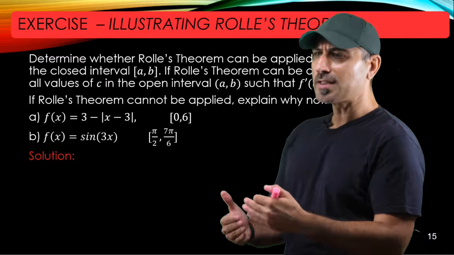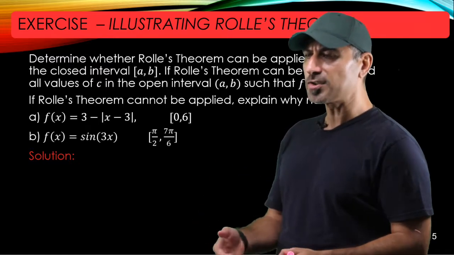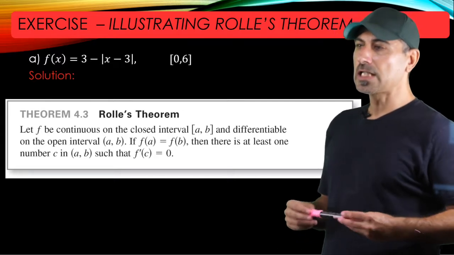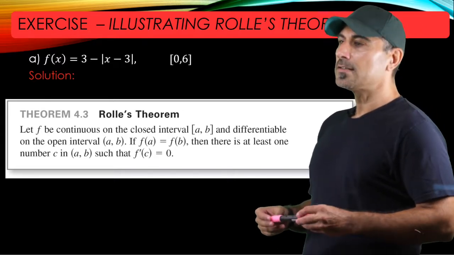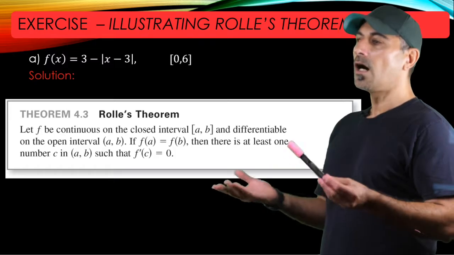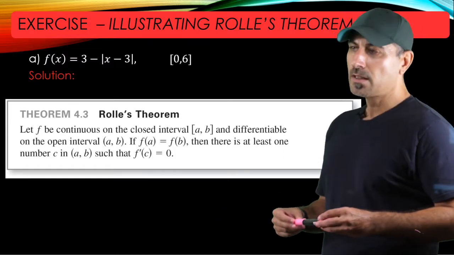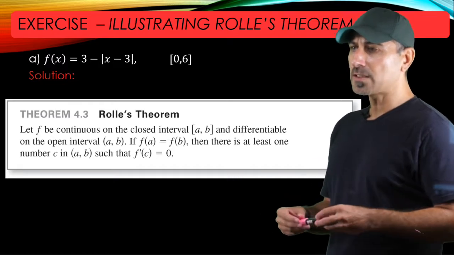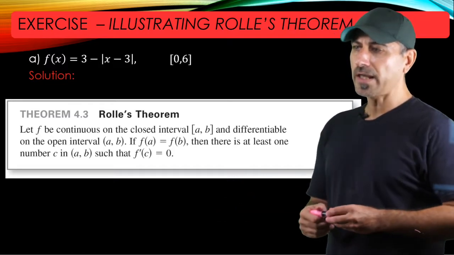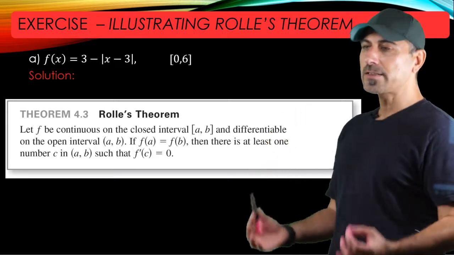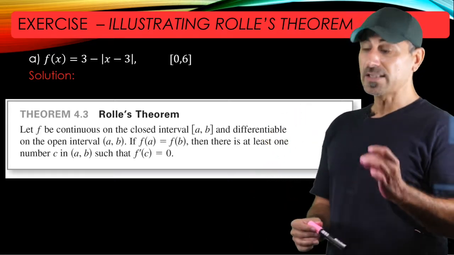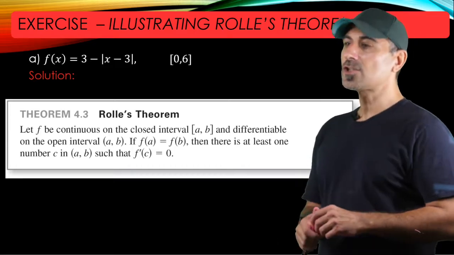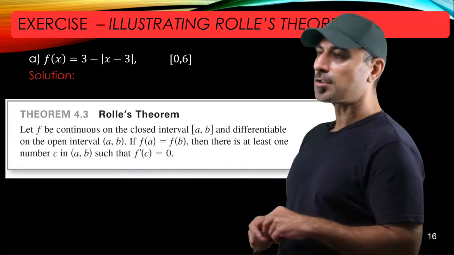At this moment, I want to step back and remind you of Rolle's theorem. Rolle's theorem states that if you have a continuous function on the closed interval a and b, and differentiable on the open interval a and b, and if the function values are the same at the endpoints of the interval, in other words f of a equals f of b, then it's guaranteed that there exists at least one number c in the open interval a and b such that the derivative of the function is 0.